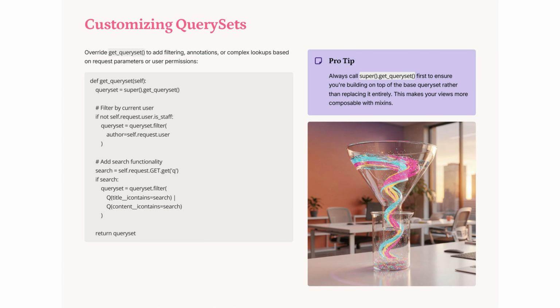Override get_queryset to customize data retrieval. Filter by user permissions or add search functionality using request parameters. Always call super().get_queryset first to maintain the base queryset. This approach ensures your views remain flexible and composable, allowing for complex lookups and enhanced user-specific data handling.